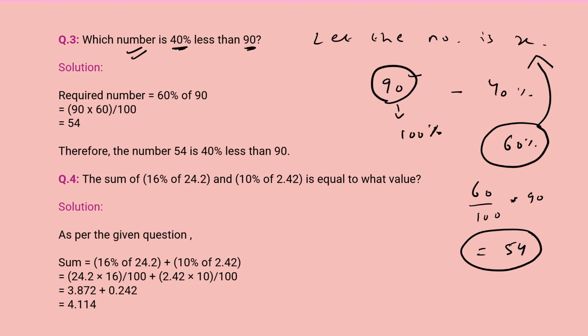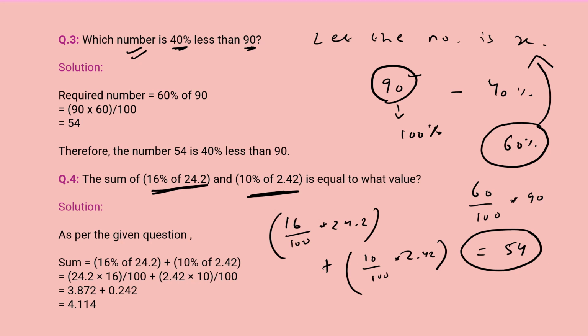Okay. Now what is given? Sum of 16% of 24.2 and 10% of 2.42 is equals to what value? So you do 16/100 into 24.2, then you add it with 10/100 into 2.42, and this is the result which you are being asked. So 16% of 24.2 gives 3.872, and 10% of 2.42 is 0.242. You can calculate this value. You will get this answer. So the final answer is 4.114. Okay.